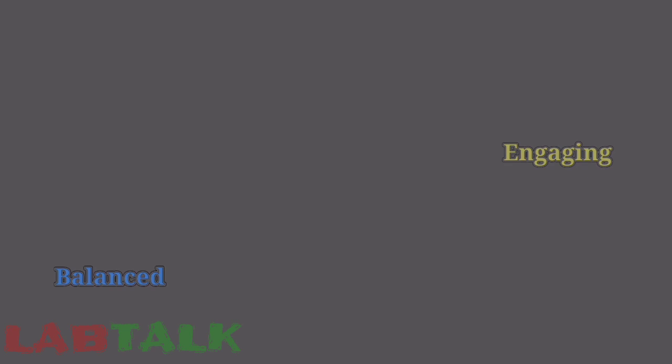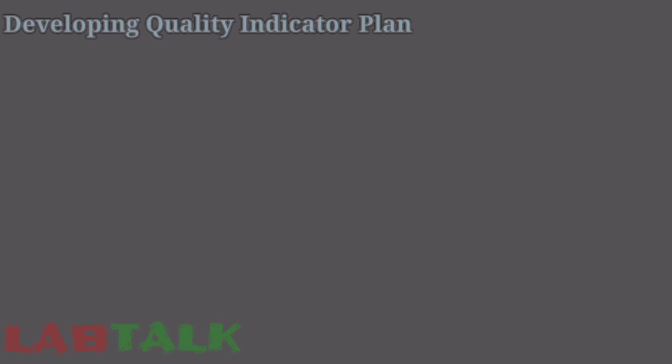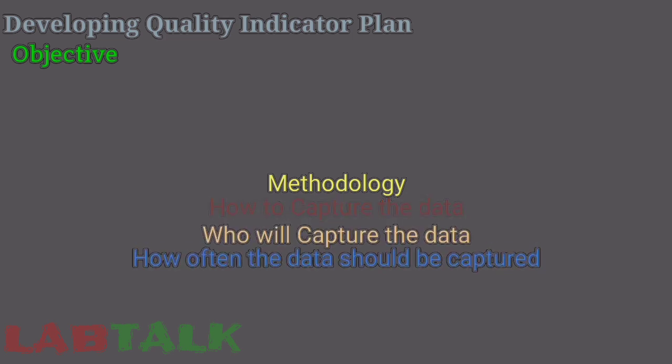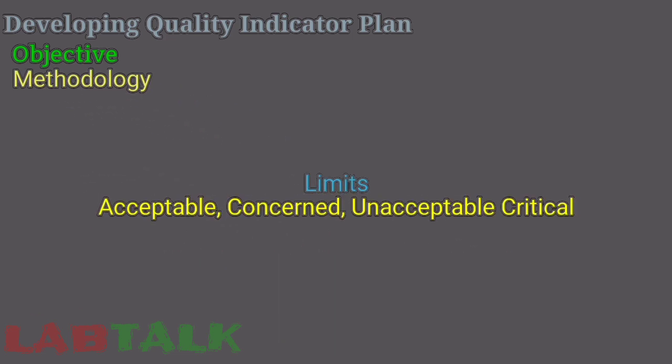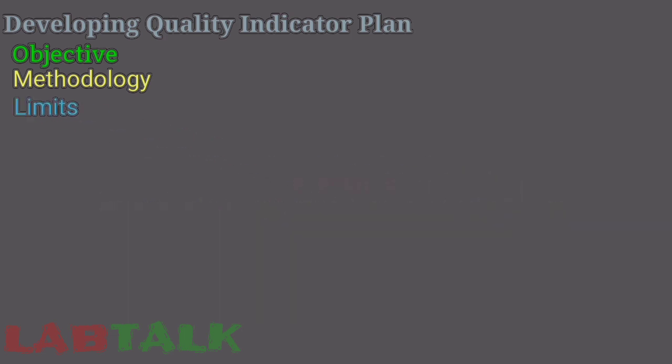Whenever we define a quality indicator, a systematic procedure can be followed. A step-by-step procedure needs to be followed while defining a quality indicator. First of all, the objective, that is what we are trying to measure. Methodology, that is how to capture the data, who will capture the data, and how often the data should be captured. The third thing is the limitations of the quality indicator, whether it is acceptable, concern, unacceptable, or critical.